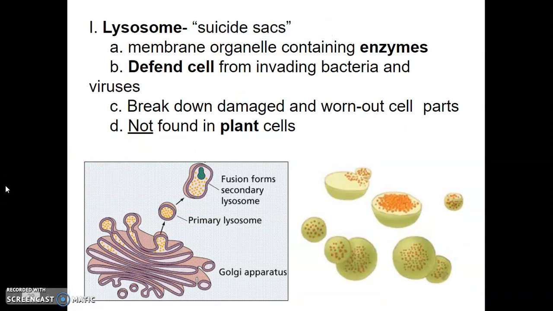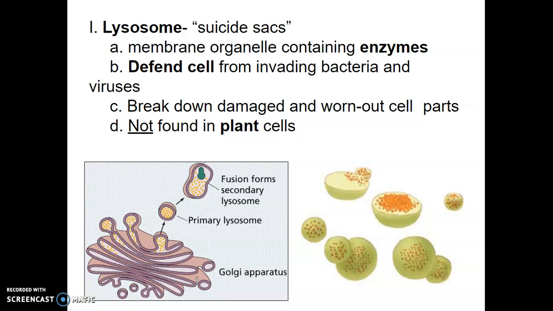If there's a bacteria or a virus that comes in, these lysosomes can go attack that. They can actually surround it, or get close to it, and release these enzymes that will break it down. Also, where it gets this name suicide sacs is that it breaks down damaged or worn out cell parts. So when parts of the cell are malfunctioning or not working like they're supposed to, these lysosomes will fuse together with that part of the cell and release the enzymes, and it kills it. It eats it up. It dissolves that certain part. So that's why lysosomes get this name suicide sacs.